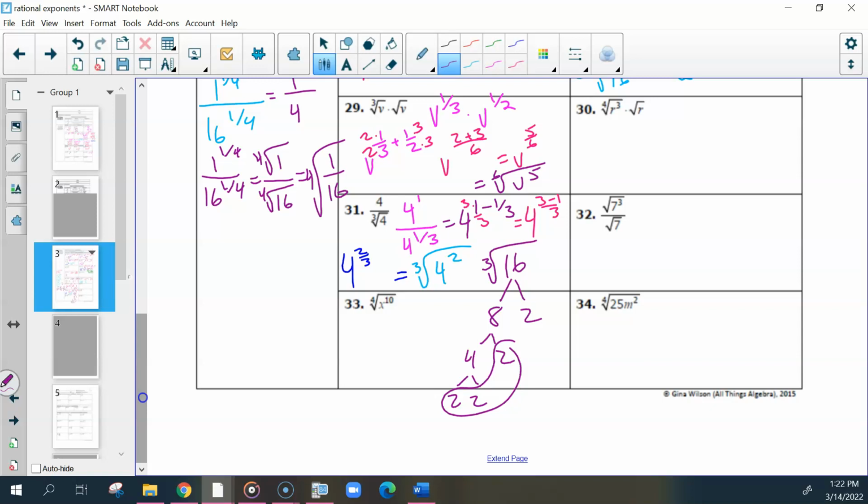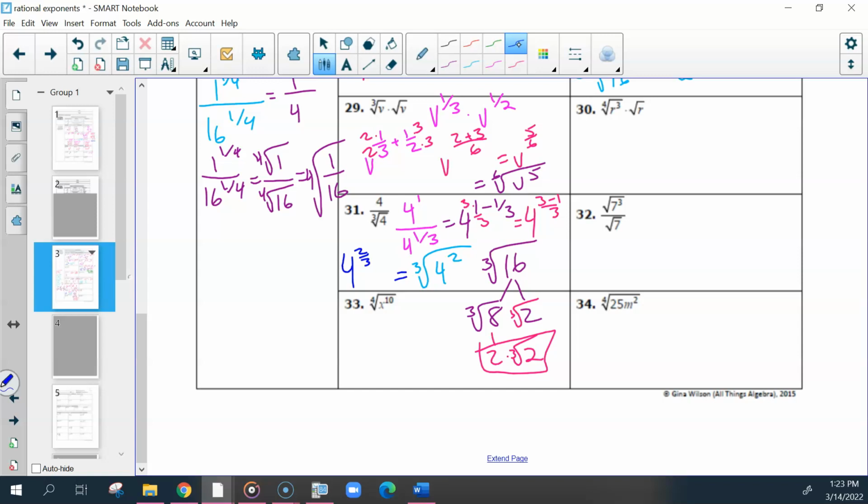Or you could think about it like this. Even though 16, we could have just broken it down to the perfect cube. My brain, I'm working too hard. So the cube root of 8 is 2 times the cube root of 2. And that would be our final answer. So 4 over the cube root of 4 is equivalent to 2 times the cube root of 2. Kind of doesn't make sense, but okay.